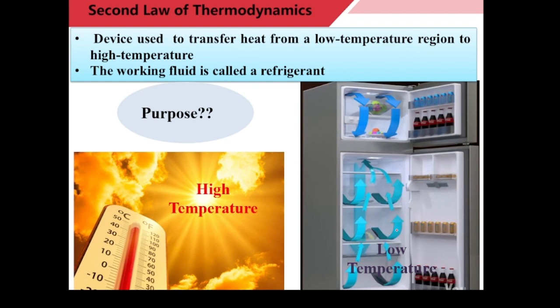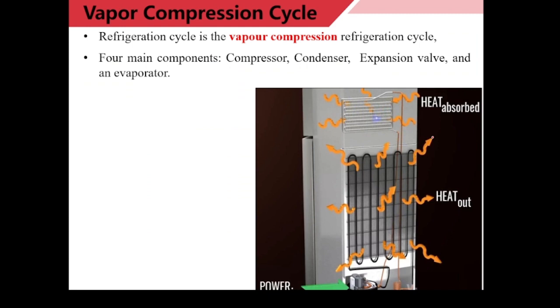So why do we use that refrigerator? We want to transfer heat from this box into the environment, into the high temperature environment. This is low temperature, and we want to transfer heat Q from this box into the high temperature environment. How is this accomplished? This process is called the refrigeration cycle, and the cycle it is based on is called the vapor compression cycle.